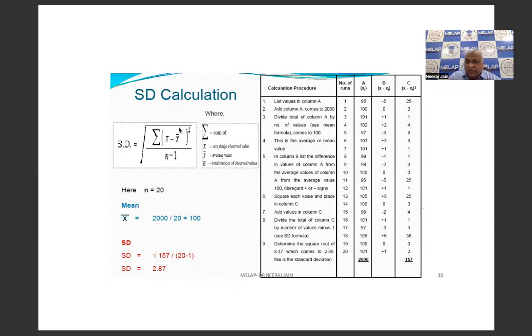That means if you interpret, the higher the standard deviation, the higher the difference. The lower the standard deviation, the lower the difference. Higher standard deviation, more variation. Low standard deviation, less variation. And less variation means increased precision, and more variation means decreased precision. So standard deviation tells you about variation. But again, it has some limitations.